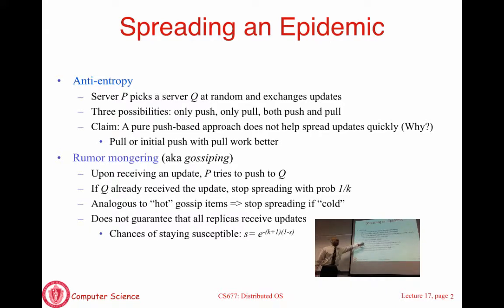So once server P receives an update, it is going to try to push the update to Q. Okay, so this is a push-based protocol. Now if Q has already seen the update, so if you toss a coin and find server Q at random, and if Q has already seen the update, then you are going to stop spreading this update with a probability 1 over K. Otherwise, you are basically going to continue to spread the update.